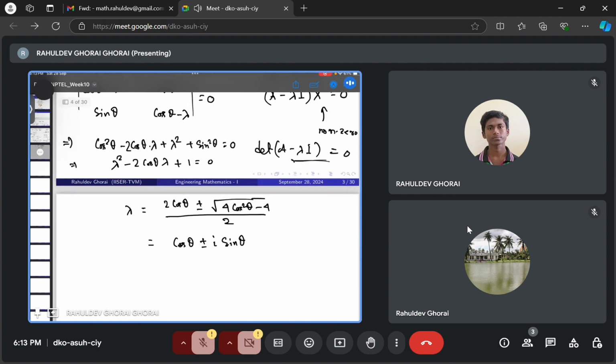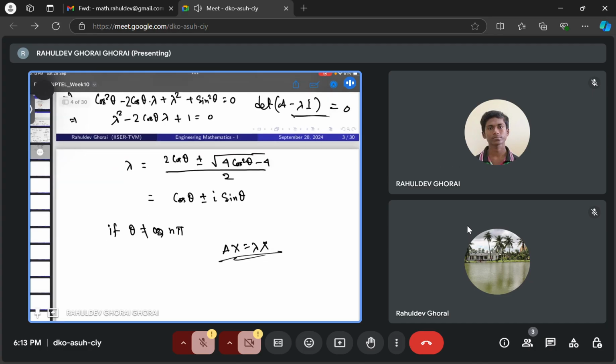If theta is equal to n pi, then only it will be real. Otherwise, you cannot find lambda. If theta is not of the n pi type, then you cannot find a real lambda such that Ax equals lambda x will happen. It is not always true for any vector.